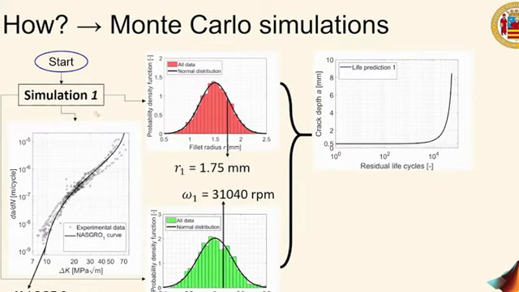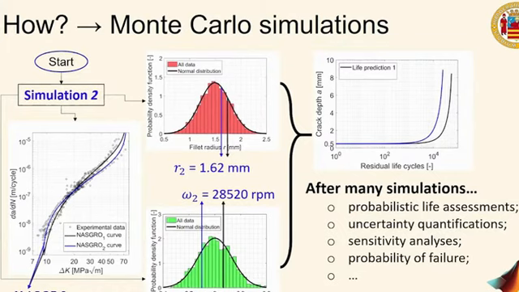Looking at the further simulation, we change the fillet radius according to this distribution. We change the NASGRO curve according to this experimental data. And then we change the rotational speed according to this distribution again. And then we perform another life prediction. After many simulations, we can obtain results such as probabilistic life assessments, sensitivity analysis, uncertainty quantification, and so on. This is a macroscopic viewpoint of how the Monte Carlo simulation procedure works.